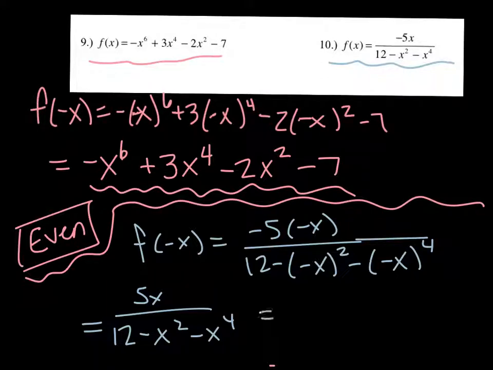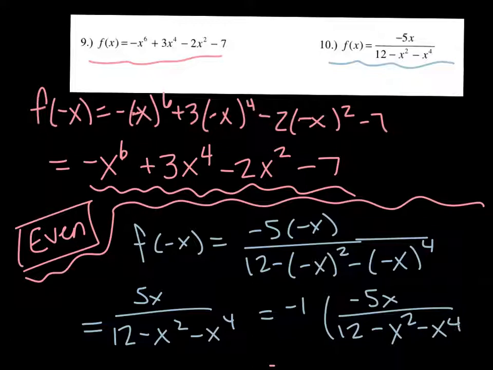So again, I always like to just try to pull a negative out in front here. Negative 1 is what you're really dividing by. So if we factor out a negative 1, the top will become negative 5x, and the bottom stays. We don't have a negative over negative because that would really be a positive value. So 12 minus x squared minus x to the 4th stays when we factor out that negative. So what we have here, when we factor that negative, we end up back with the original function. So this one would be even.